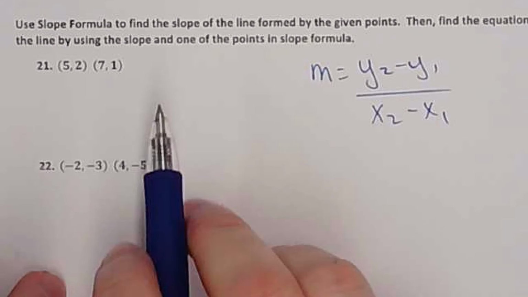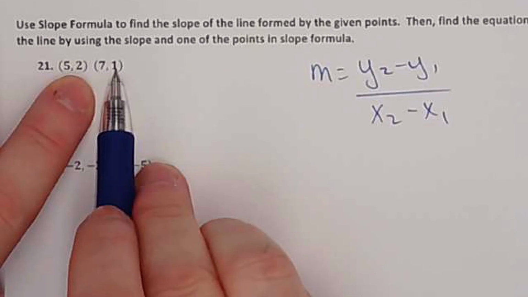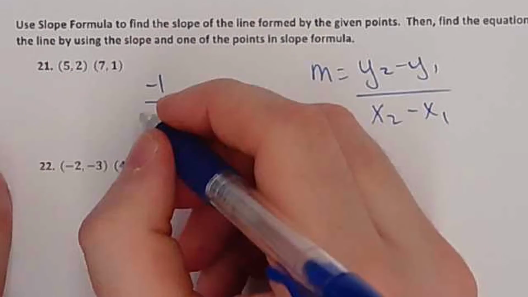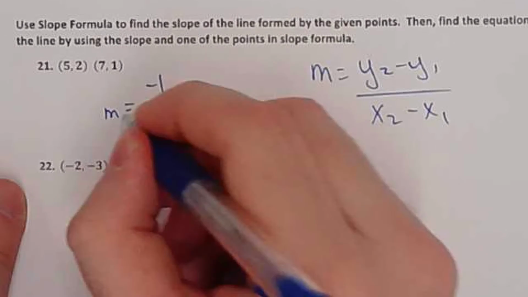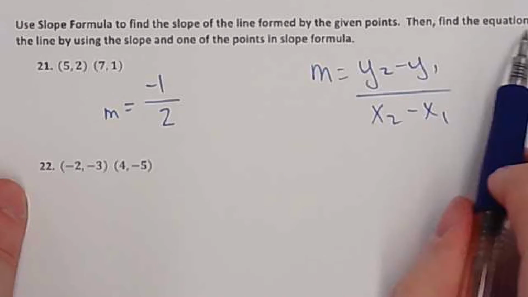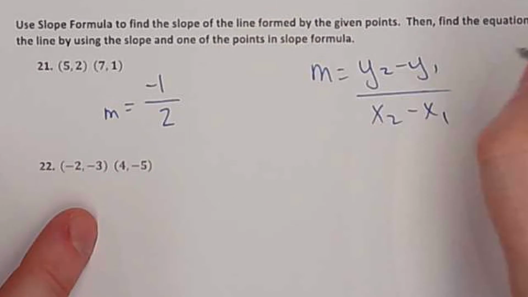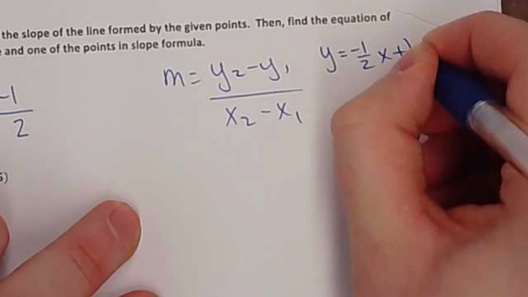All right, so we do y2 minus y1. What's 1 minus 2? Negative 1. What's 7 minus 5? 2. So our slope is negative 1 over 2. Then it says find the equation of the line using the point and the slope. So our equation is going to be y equals negative a half x plus b. We don't know what b is, do we?